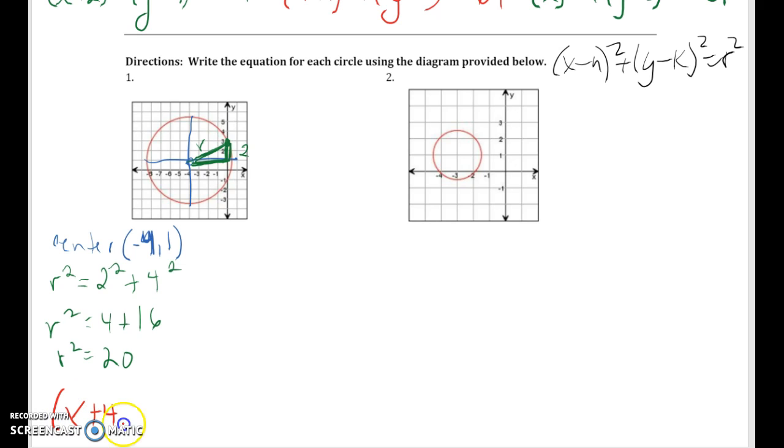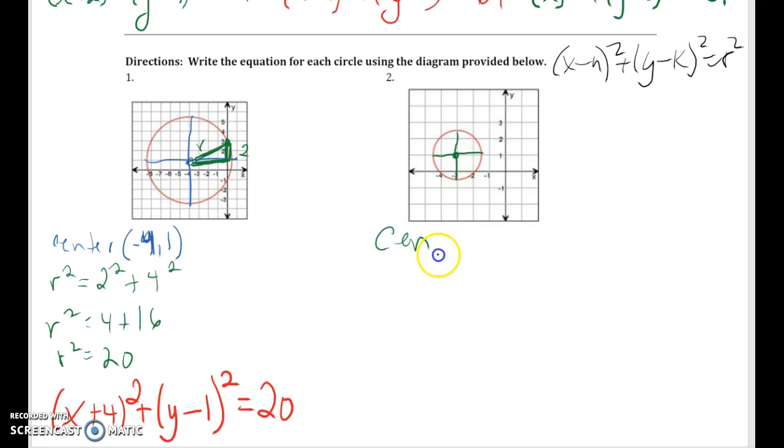x plus 4 squared, again we take the opposite of the signs that we see in our center, plus y minus 1 squared equals our radius squared, which is 20. Okay, let's try that again. I'm going to go to the widest point of my circle and draw a line to the opposite side, horizontally and vertically. Where those intersect, that's going to be my center. So our center here is -3, 1.